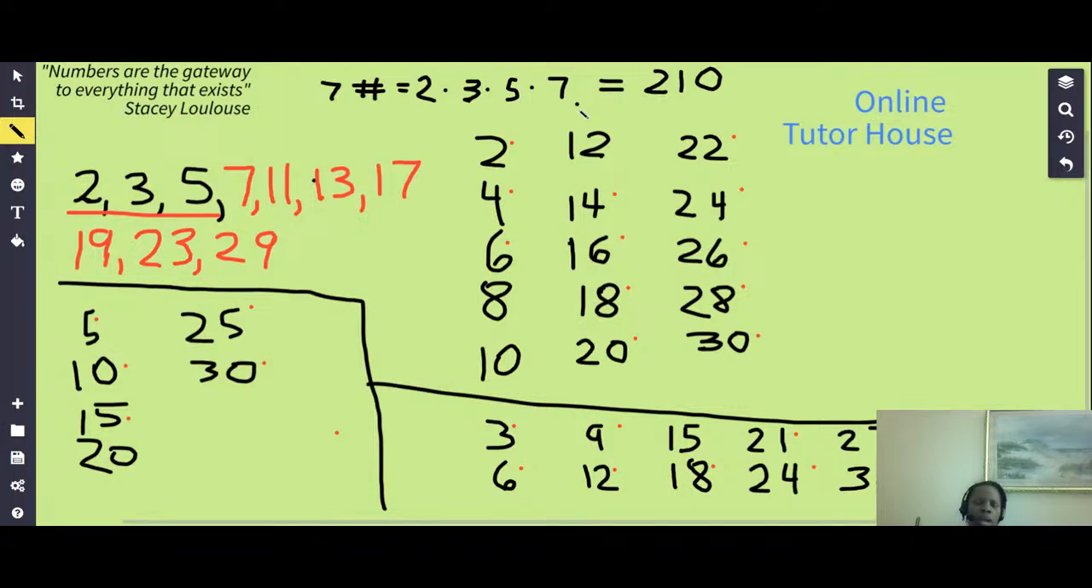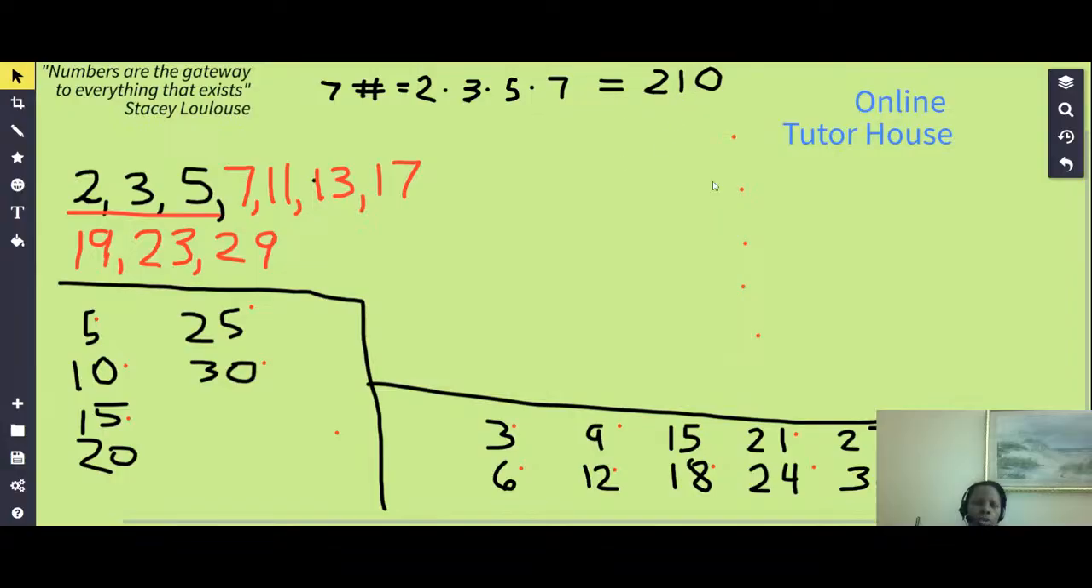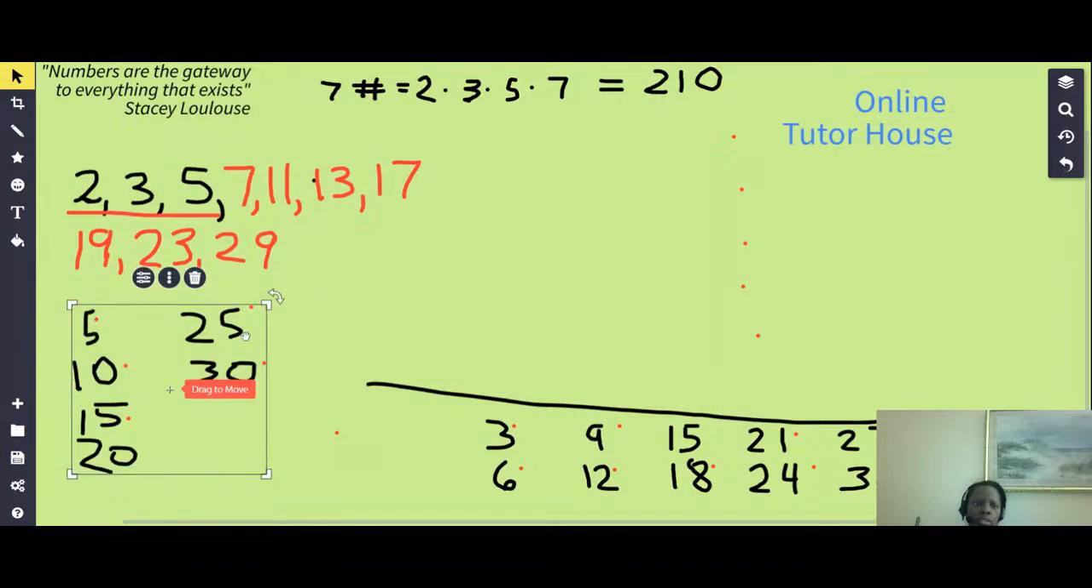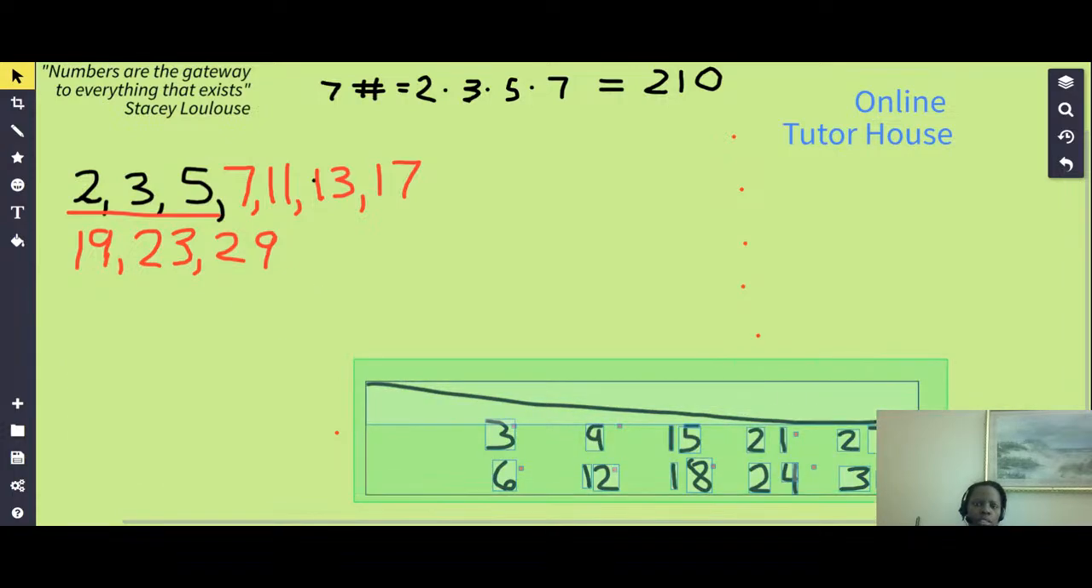And another thing I will add about discovering primes is that when it's time to do the primes, you don't have to do all the multiples. You just do the square root of 210. All you need is the square root of 210 multiples. And I'm going to explain a little bit what I mean by that.